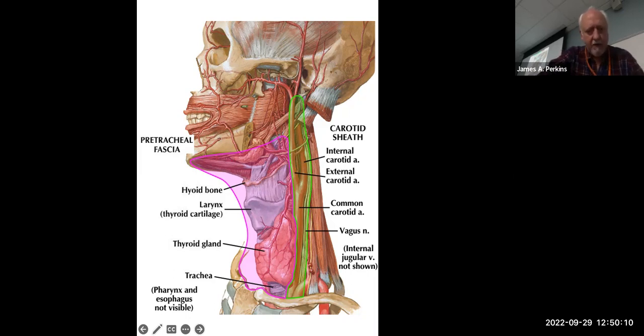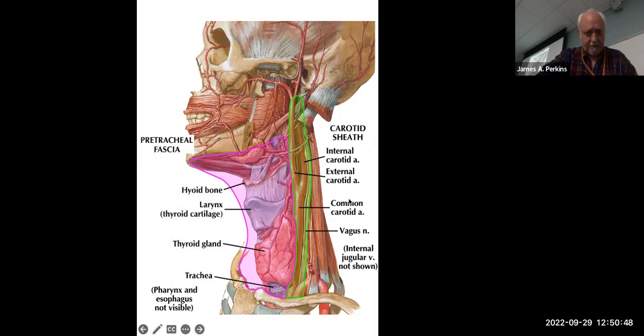So even the muscles that sit superior to the hyoid bone, so things like mylohyoid and anterior belly of digastric, are contained within here. The hyoid bone itself, the larynx, which in this case, the arrow is actually pointing to the thyroid cartilage, which is one of the structures that forms the larynx. The thyroid gland and the trachea. And then there's a little note here that says the pharynx and the esophagus are not visible. So the pharynx or throat would be kind of buried in here, and then the esophagus is also kind of hidden from view in this particular view, but those would also be contained within that pretracheal fascia.